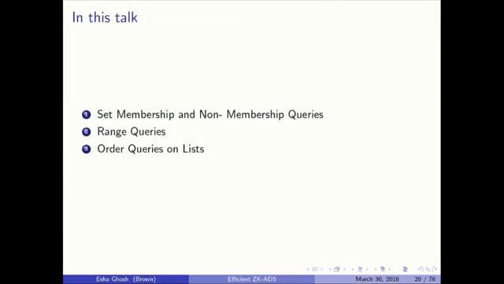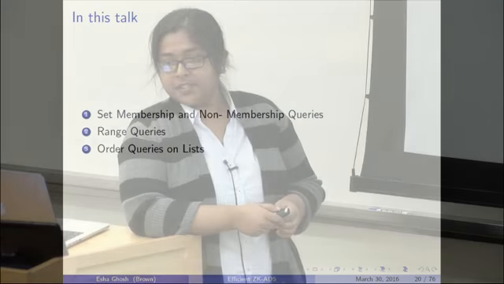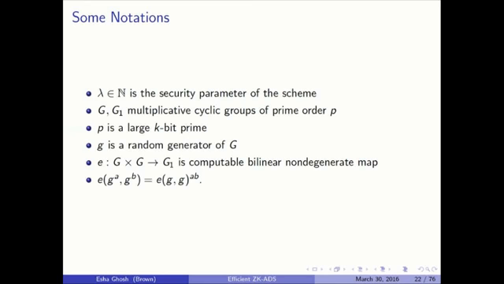Okay, so that was about the model. Now I'm going to move on to the next part of the talk, which is specific constructions for some specific data structures. These are the three data structures I'll try to cover. The first one is very simple. It's set membership and non-membership. I guess I don't have to go over this.